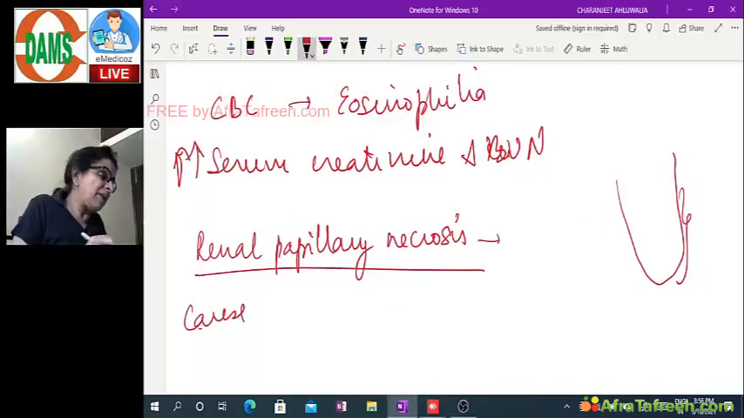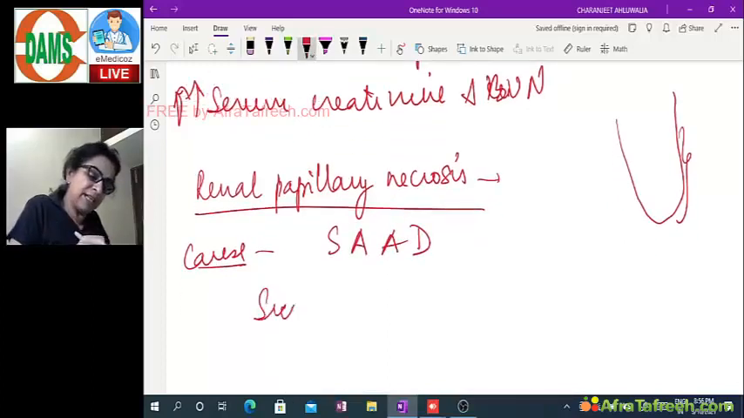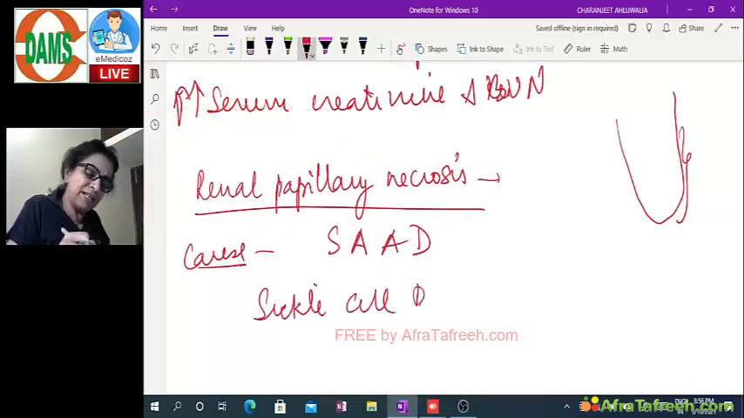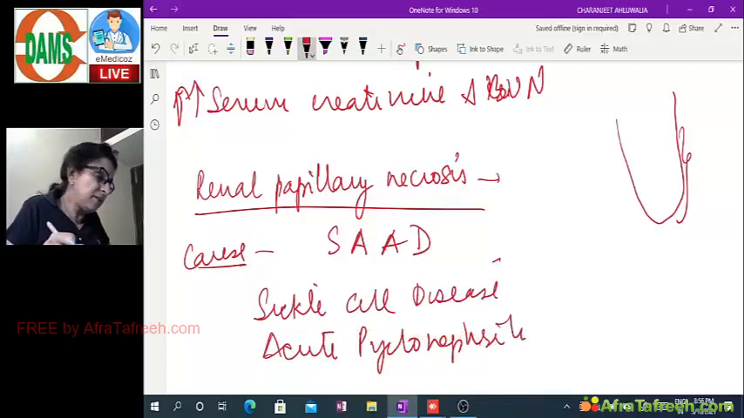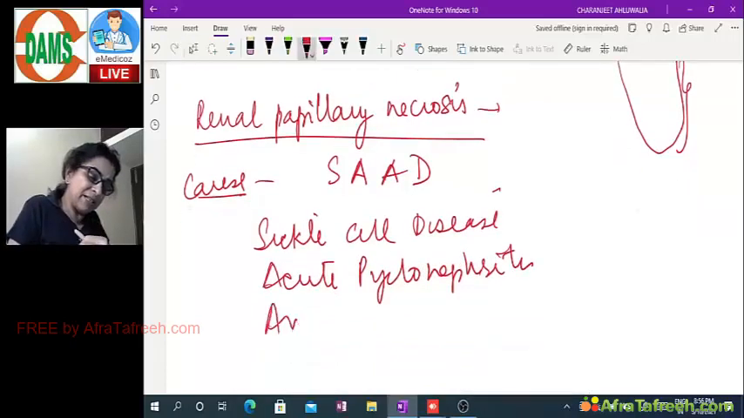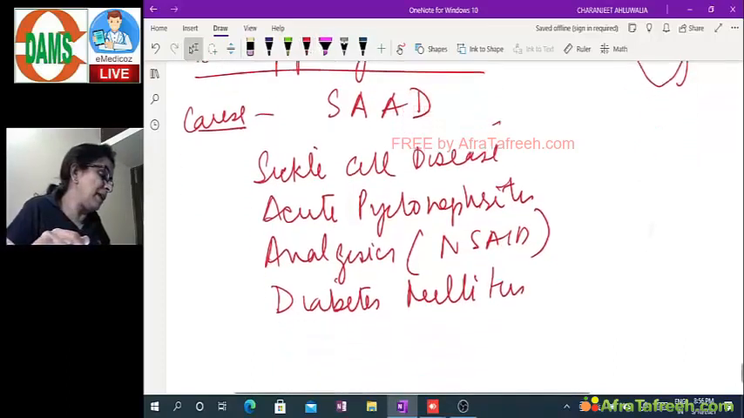The causes of renal papillary necrosis, the cause is very sad: SAAD. S is sickle cell disease. A is acute pyelonephritis, we studied this complication. Then A is analgesics like NSAIDs, and D stands for diabetes mellitus. All these can cause renal papillary necrosis.